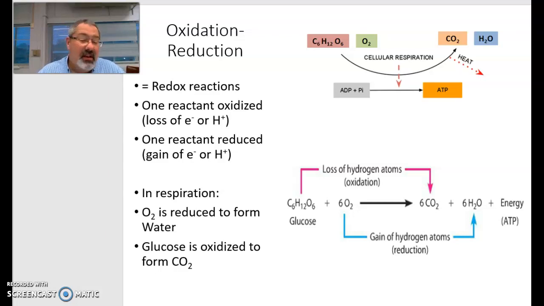Reduction is the gain of hydrogen atoms, the proton and electron, if you will, by a molecule. So look at the light blue arrow. Oxygen is reduced to form water in respiration. The resultant release of energy is captured as ATP and also as heat.